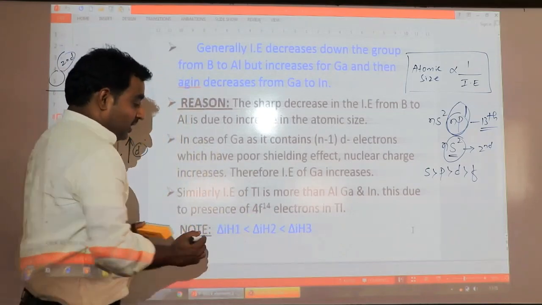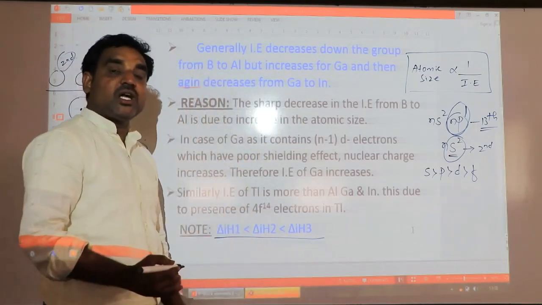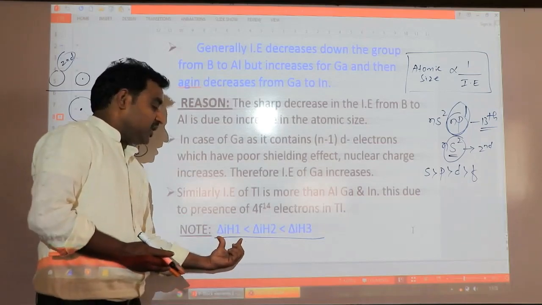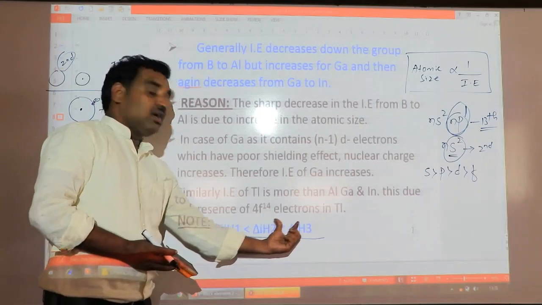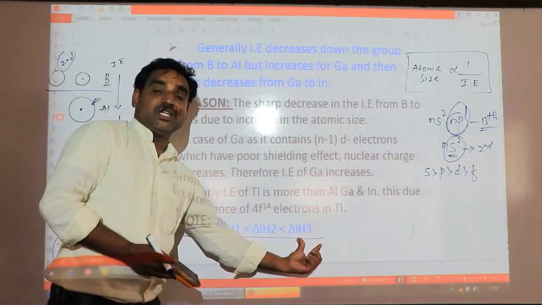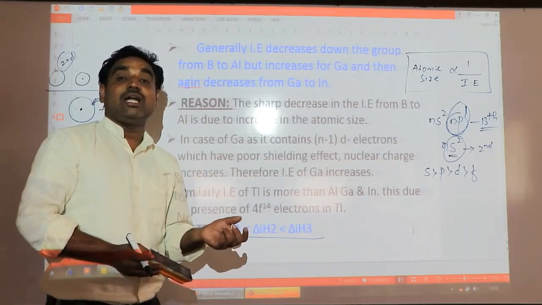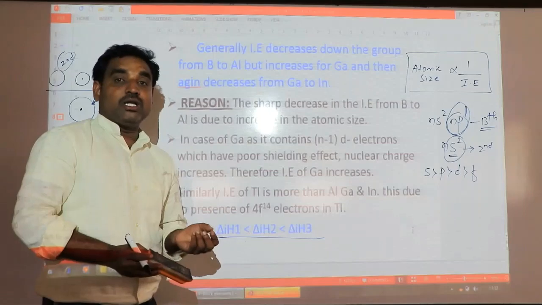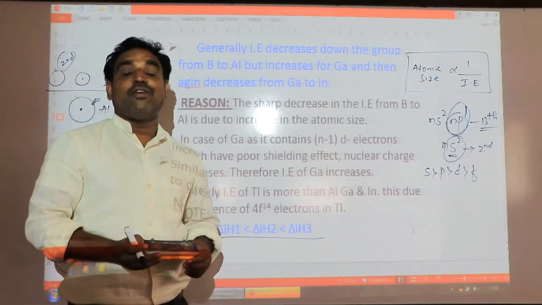If you write the first ionization enthalpy, the second ionization enthalpy and the third ionization enthalpy of this boron family, the first ionization enthalpy is less than the second ionization enthalpy, and this is less than the third ionization enthalpy. That depends on size and nuclear charge. If the nuclear charge is more, we need more energy. This is about the ionization enthalpy of the boron family.